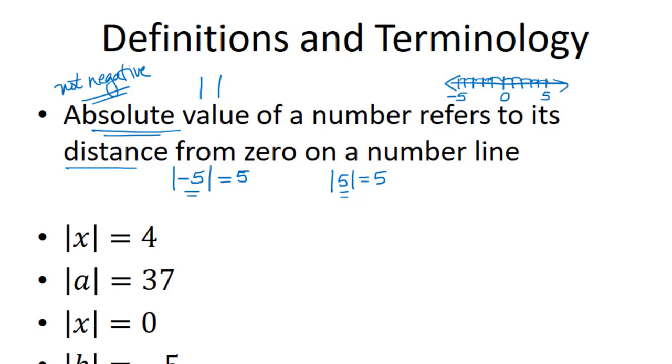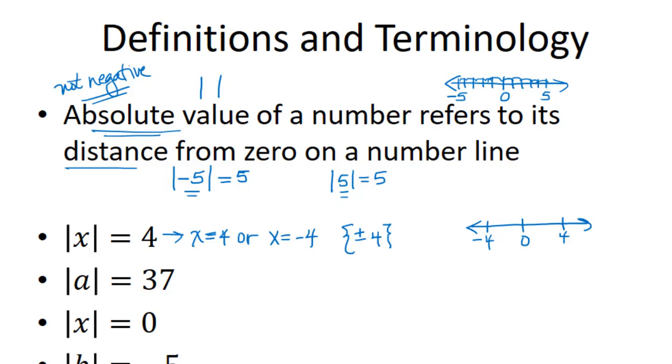The absolute value of x equals 4 tells us to determine what are the values of x that have a distance from 0 of 4. Well, if we think about a number line, the numbers that have a distance from 0 of 4 are going to be +4 or -4. So this means that x is equal to 4 or x is equal to -4. So the solution set for that equation is ±4, or we can list those separately as -4, 4.